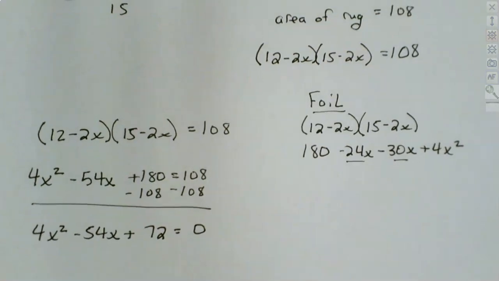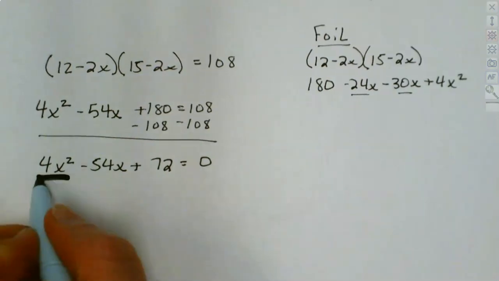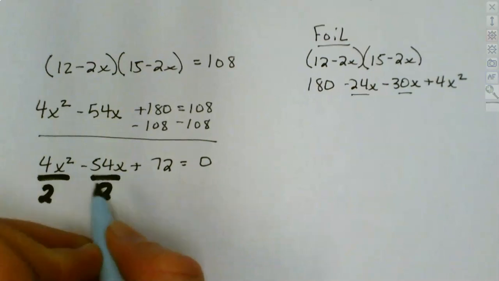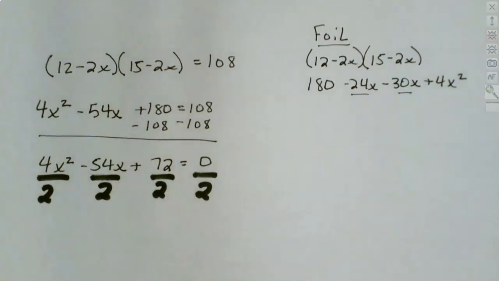Now let's see what we can do. What do we notice here? We've got a 4, a 54, and a 72. Well, these are all divisible by 2. So let's divide everything by 2 to make my numbers smaller and easier to work with. So divide everything by a 2.